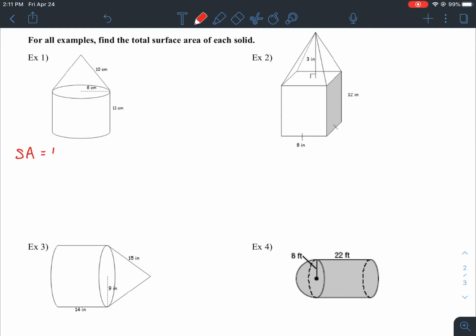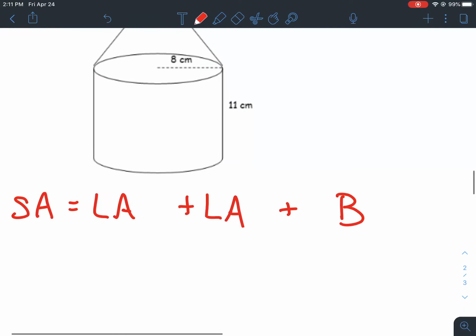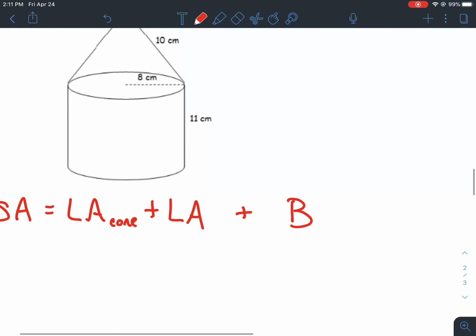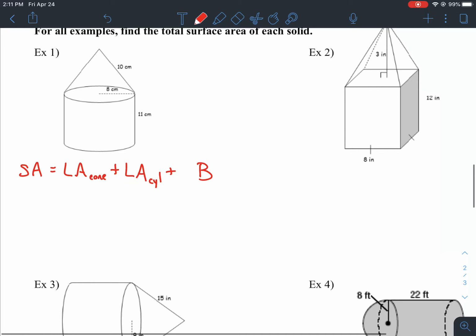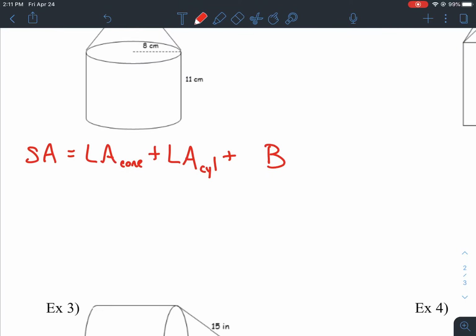So again, remember that the surface area is LA plus LA plus B. And I left a bit of a space here because I'm going to do a little subscript of writing what the 2 shapes are. So on top, we have a cone. And then on the bottom, we have a cylinder. And then the base is obviously a circle. So what we're going to do is this. We're going to kind of create like a receipt, for lack of better terms. We have our layout, LA cone plus LA cylinder plus B.